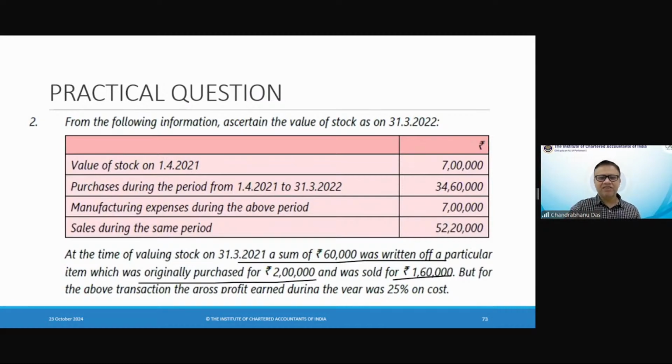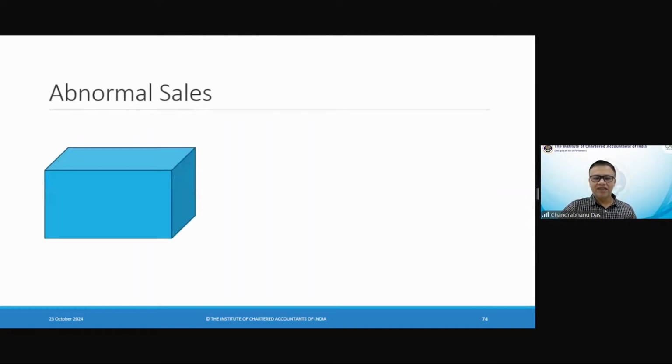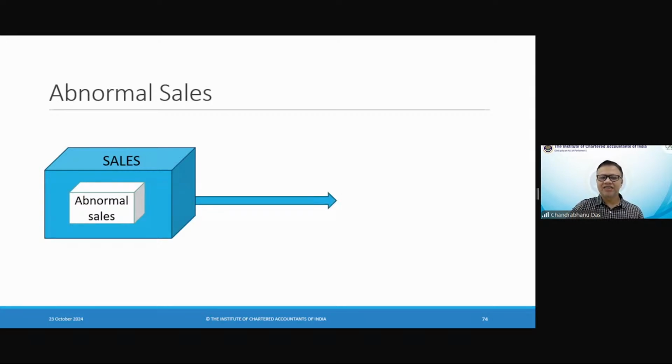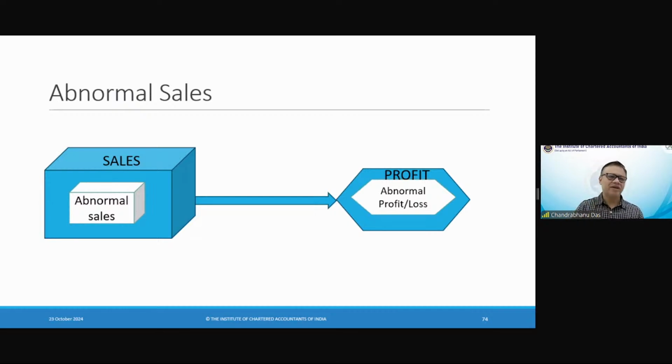As we have discussed earlier from the theoretical point of view also, abnormal items have to be segregated and shown separately. Now we can see here the gross profit is given. Now we have to understand what happens in these abnormal sales. If you have normal sales and abnormal sales, in all the questions of inventory, the abnormal sales are included in these normal sales. And definitely that abnormal sales will also give a profit, which is also embedded in this, because you make the entire goods go for sales.